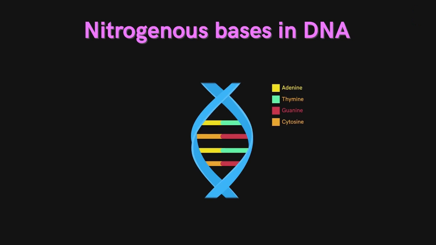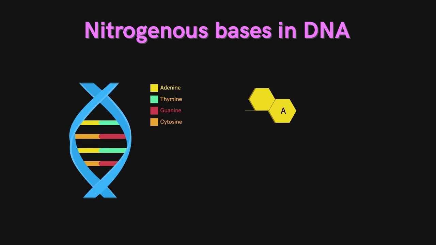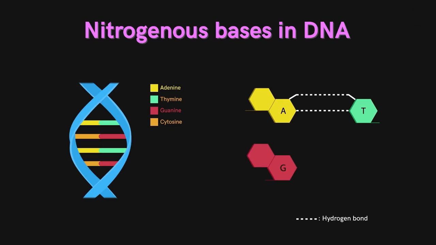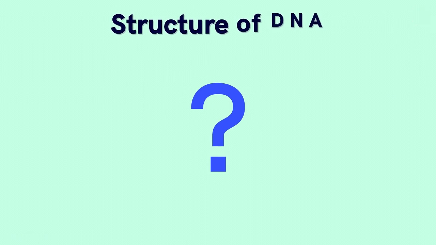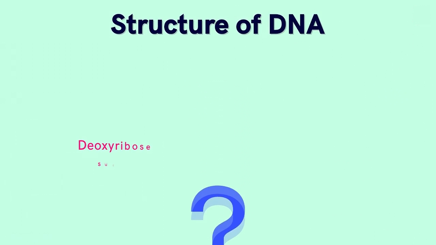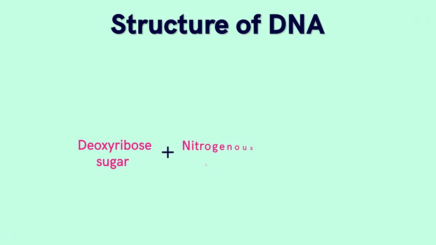These molecules are bound to each other with the help of hydrogen bonds. Adenine binds with thymine with the help of two hydrogen bonds. Guanine and cytosine, however, bind with three hydrogen bonds. Did you know that one unit consisting of a deoxyribose molecule, one nitrogenous base, and a phosphate group is called a nucleotide?